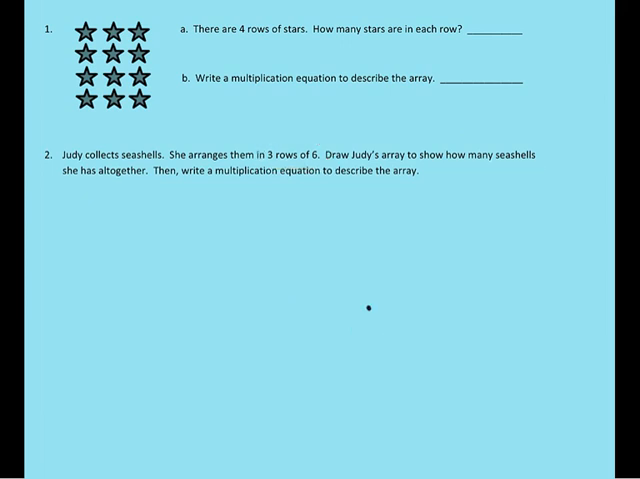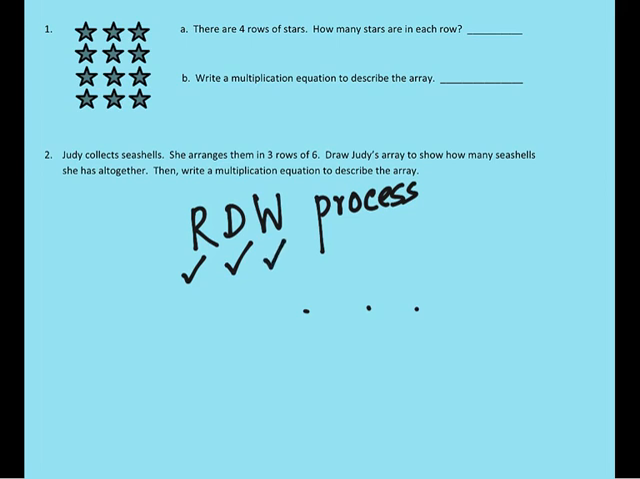So what we have done here is we have solved this problem according to the RDW process. We have read the question, we have drawn a picture for this question, and then finally we have found the answer. That means we did the multiplication number sentence or the multiplication equation, and finally we also wrote the statement for this question.